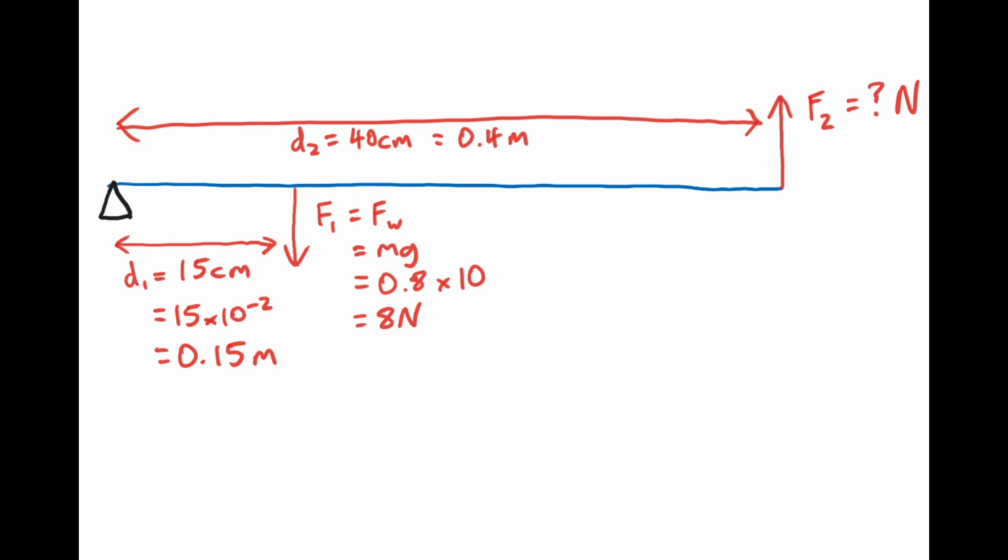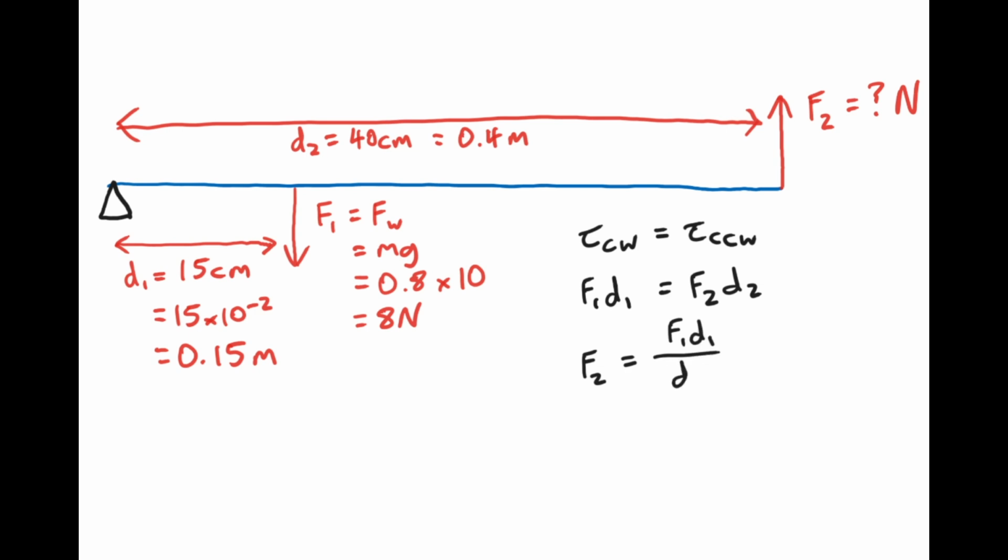We can use the same equation where torque clockwise equals torque counterclockwise, since the wrench is not moving. This can be written as F1d1 equals F2d2. We can rearrange for F2 by sending d2 to the denominator on the other side. F2 equals F1d1 over d2.